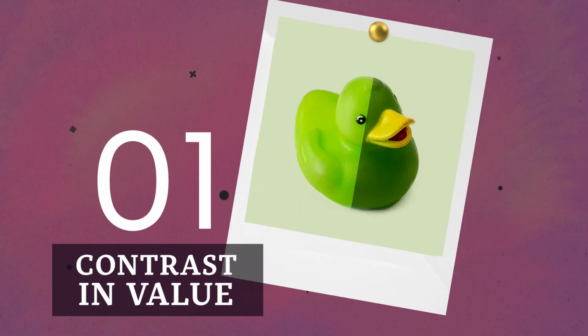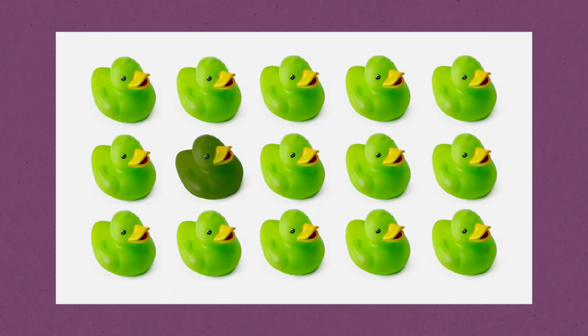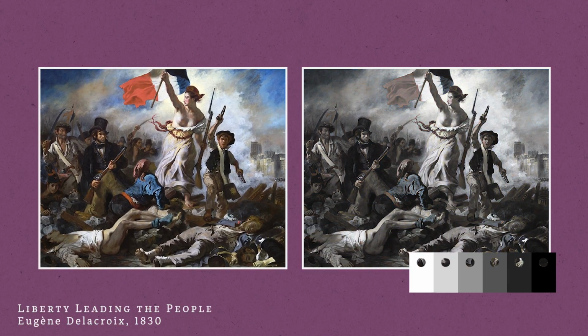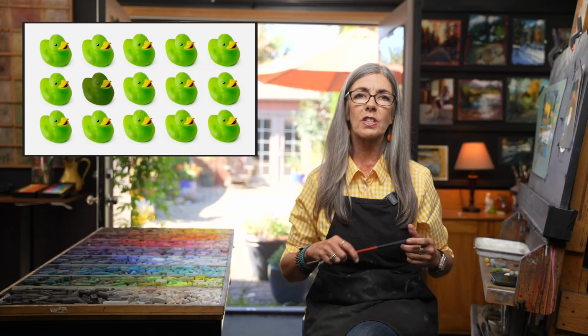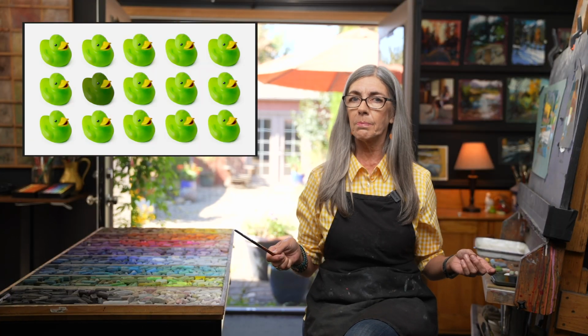So let's get our ducks in a row and break down how you can use focal points to make your art unforgettable. First up, contrast in value. Notice how one of these ducks is standing out just by being lighter or darker. That's exactly what you can do in your art. By making your focal point lighter or darker than its surroundings, you naturally draw attention to it. It's simple, but super effective.